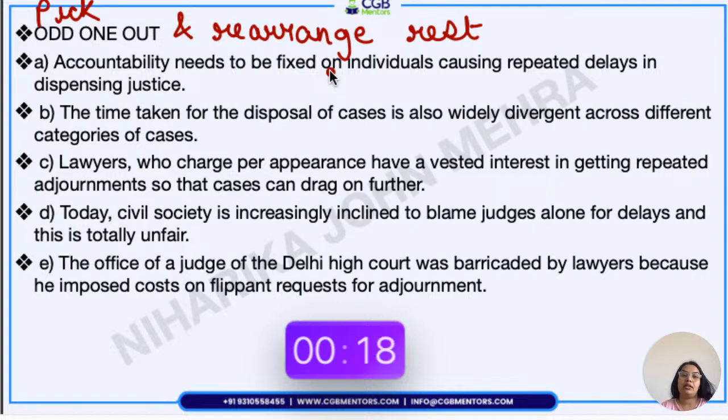I want the whole answer. Four sentences rearranged and one odd one out. I'll give you good 2.5 minutes to do this. It's almost similar to your parathumble with one extra thing to do.